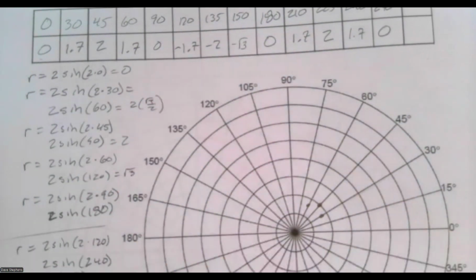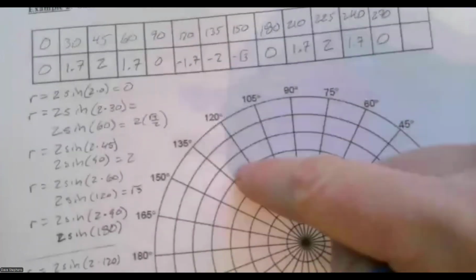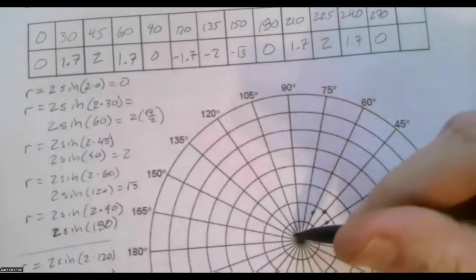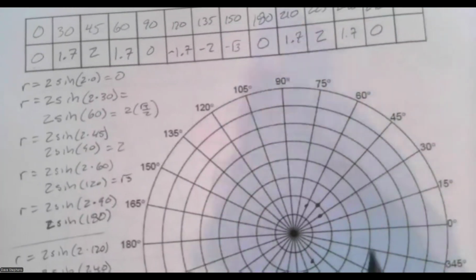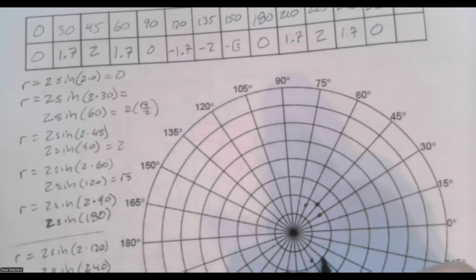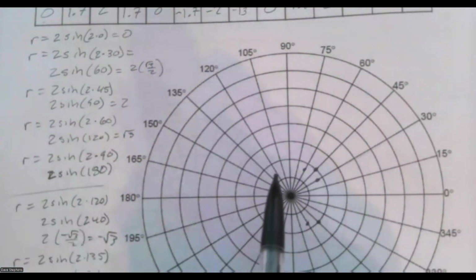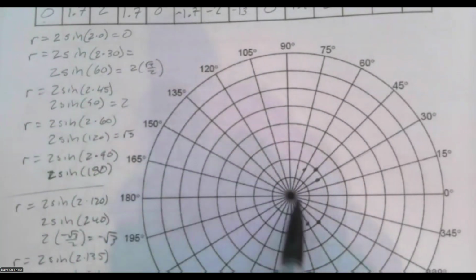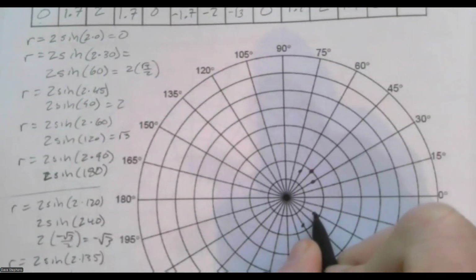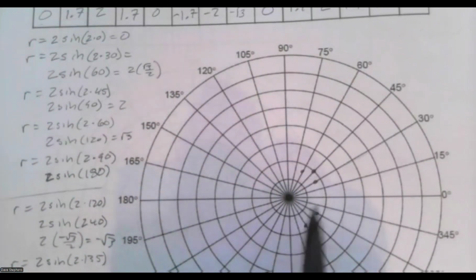Boom. Okay, that works. Now we go 120, and I'm going to go a distance of negative 1.7. So facing 120, go a distance of negative 1.7 would put me here. I face 135 and go a distance of negative 2. I'm going to face 150 and go a distance of negative 1.7 or negative root 3. And then at 180, I'm back to 0.